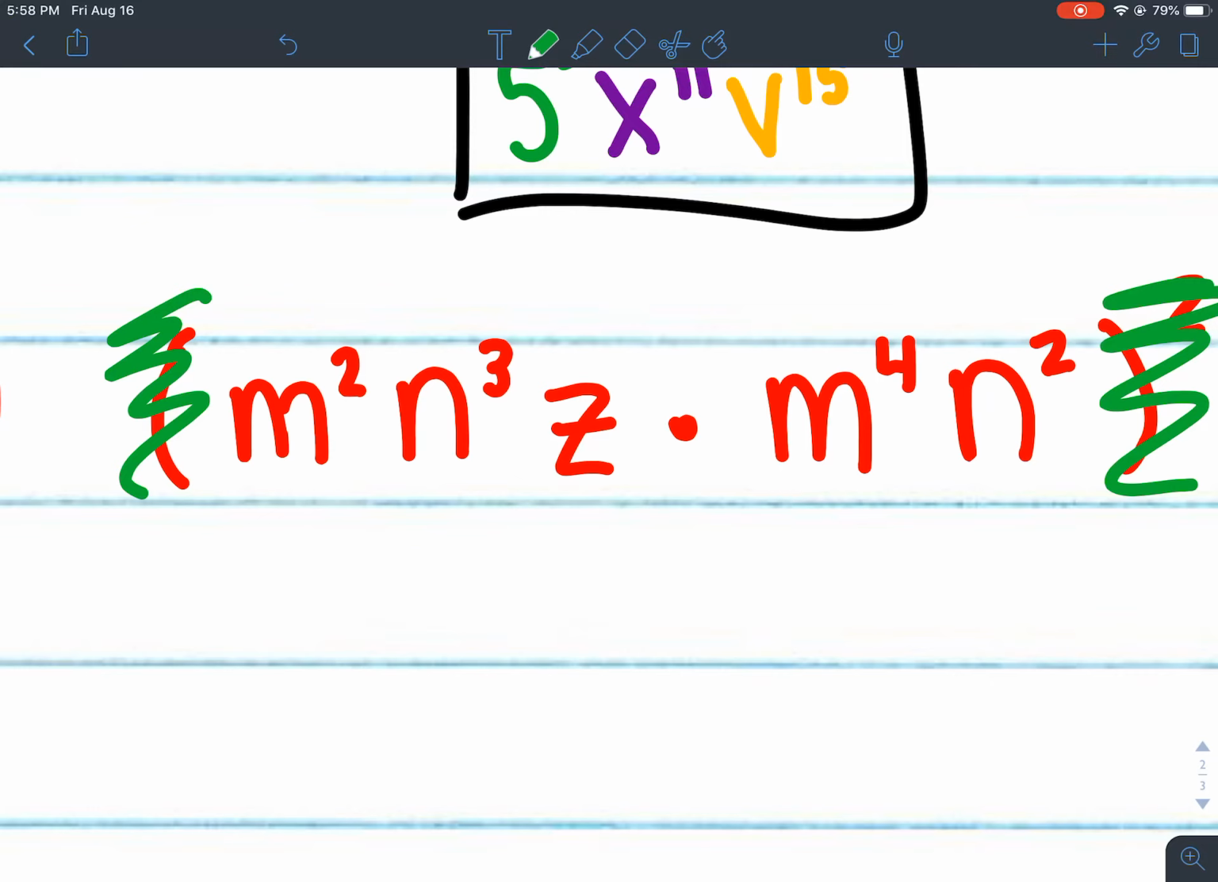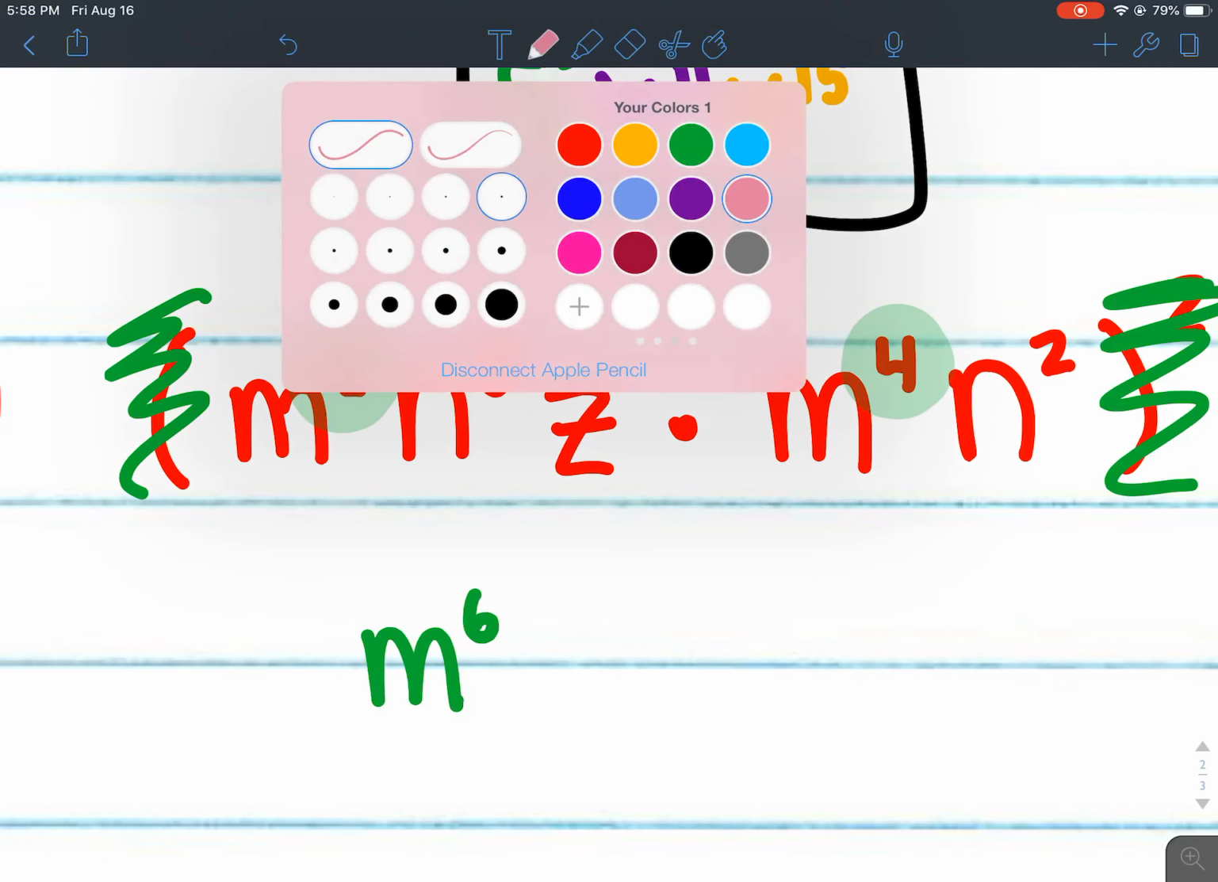So this is all multiplication. I have m squared, and then I have m to the 4th. Remember, m squared means m times itself twice, and this one is it times itself 4 times. So how many m's are really here? I really have 2 over here and 4 over here. So I actually have m times itself 6 times. And I'll go ahead and highlight those for you so you kind of see that.